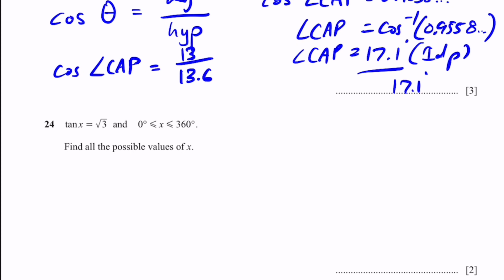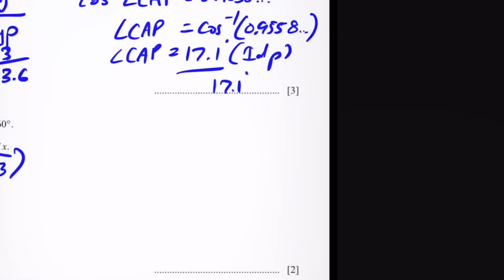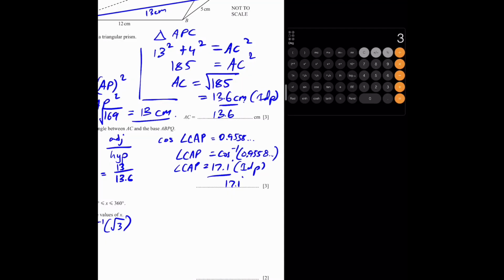Tan x is equal to root 3, and 0 is less than or equal to x, which is less than or equal to 360 degrees. Find all the possible values of x. First of all, let's find x between 0 and 90. x will be tan inverse of root 3. So that means x can be, let's get our calculator. Let's find the square root of 3, 1.732 dot dot dot, and then we do the tan inverse.